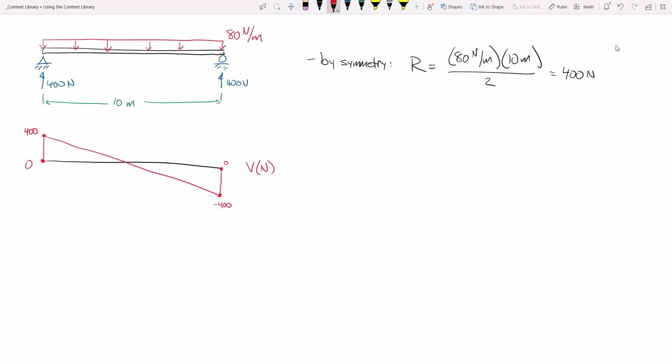But hold on. How am I going to get the values for the moment diagram? Integrate. There you go. I need to determine the areas under these triangles. Now, in order to determine the areas under these triangles, I'm going to need this distance. What is this distance? 5 meters. So what's the area of this triangle? 400 times 5 over 2. 400 over 2 is 200. 200 times 5 is plus 1,000. Right? And I think that this is minus 1,000.